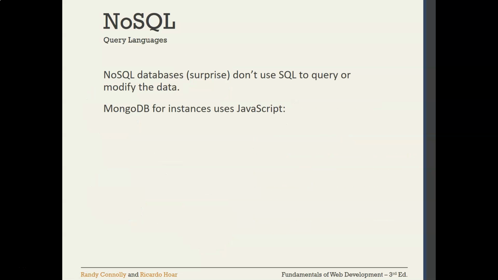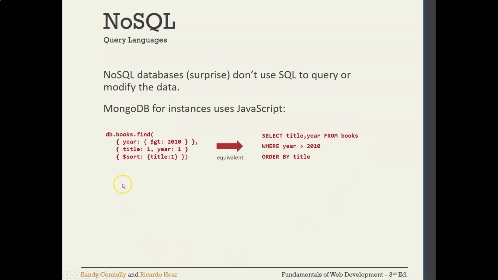Well, NoSQL databases, surprise, surprise, don't use SQL to query or modify the data. And as you've already seen, Mongo uses JavaScript, where we have what looks like a kind of frightening type of syntax, but it is an equivalent to an SQL query. It just has a different syntax.